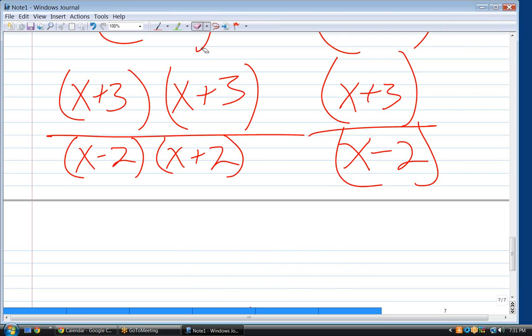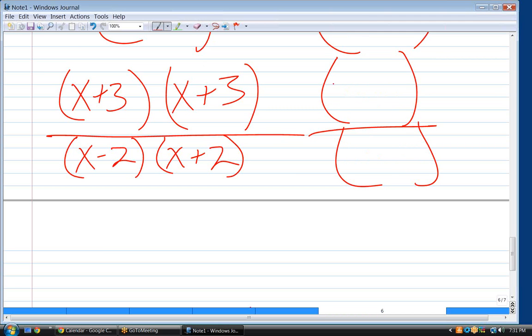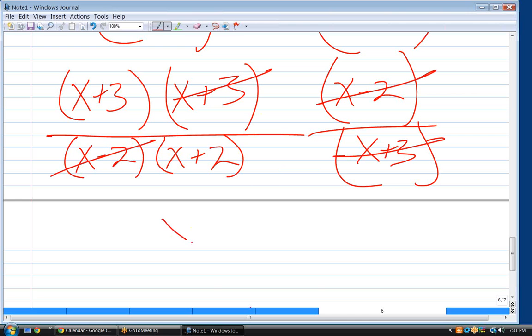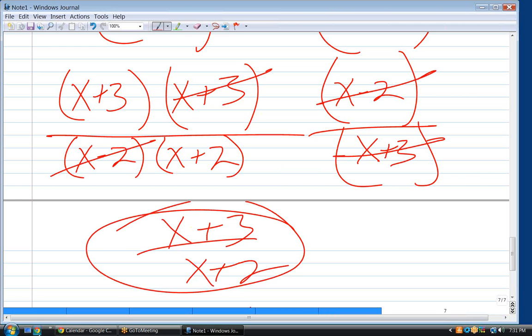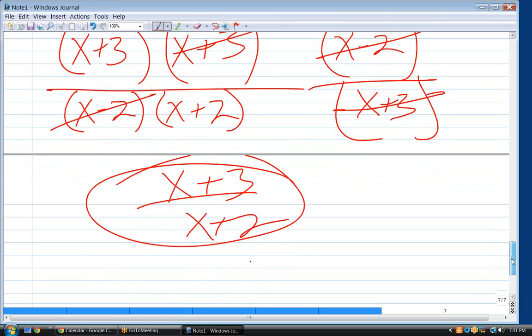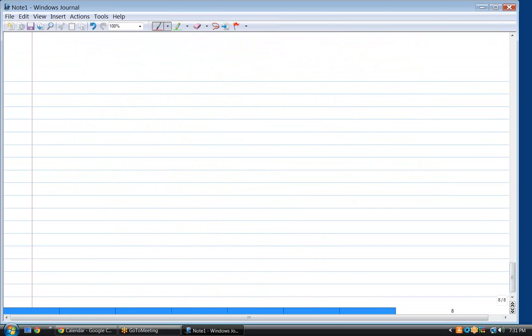Really? Because notice how pretty it would be if this was a typo and it really was this. Then you could cancel that with that, and you'd have x plus 3 over x plus 2 as an answer. That's what I would expect whenever I see a problem like this. But if they gave the other answer, then it must not have been a typo.